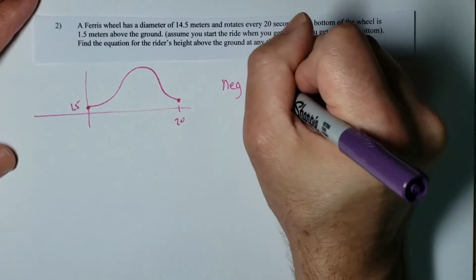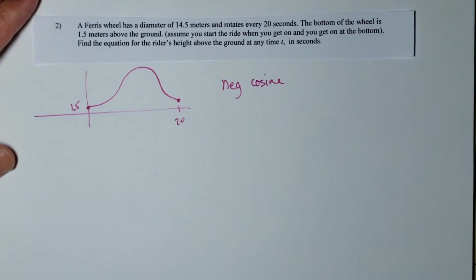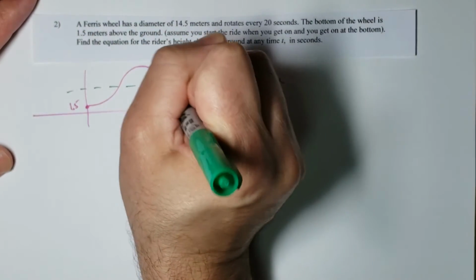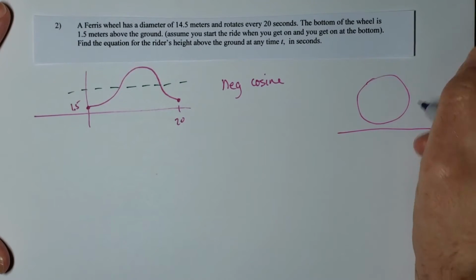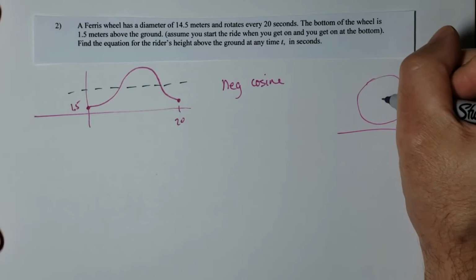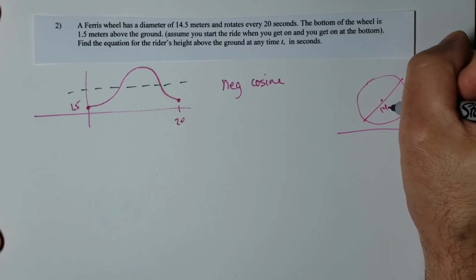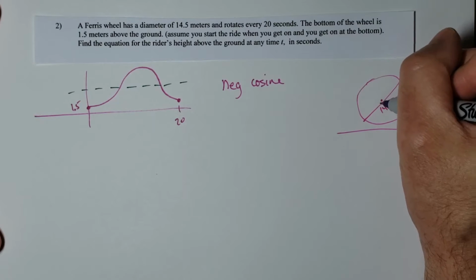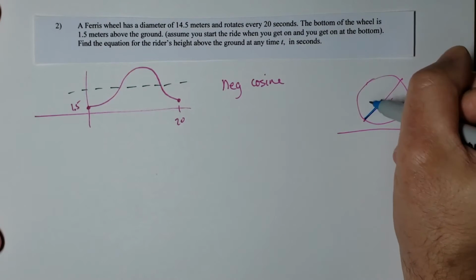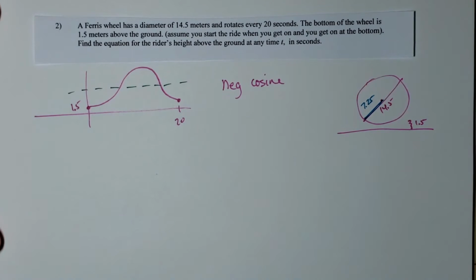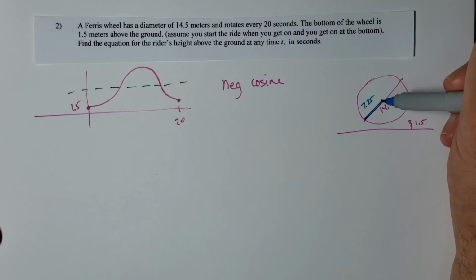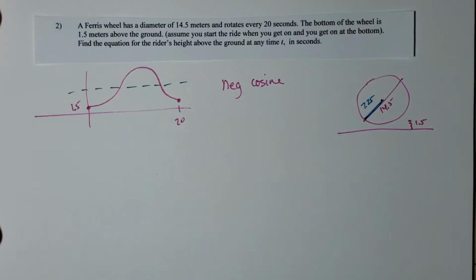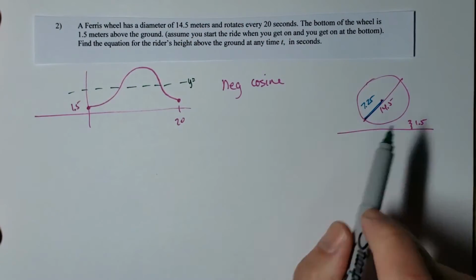That looks an awful lot like a negative cosine graph. We have our midline somewhere in the middle here. And because the Ferris wheel, let me try to draw a quick Ferris wheel here, has a diameter of 14.5, that means that the radius is 7.25, which means that if I were to draw my diameter straight up and down, I would be at 1.5 and then up 7.25 from there. That means that my midline is going to be at y equals 8.75.